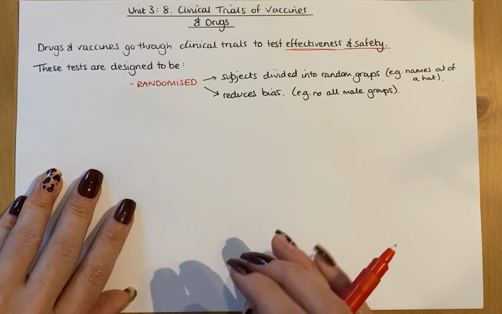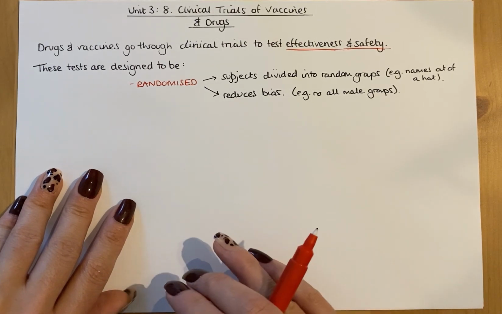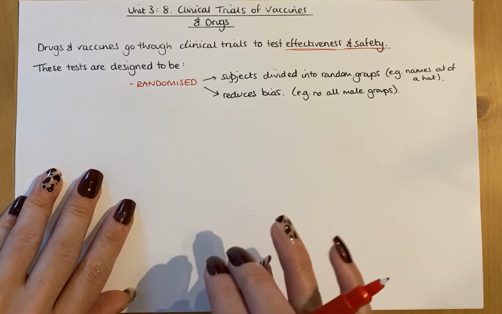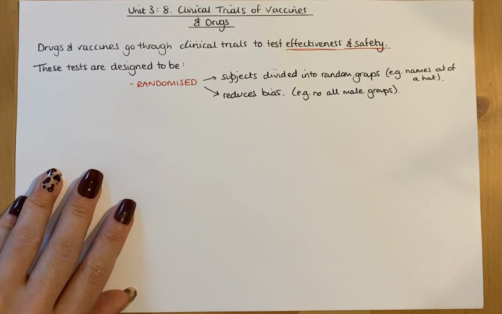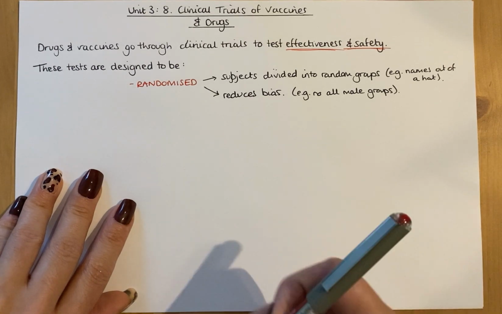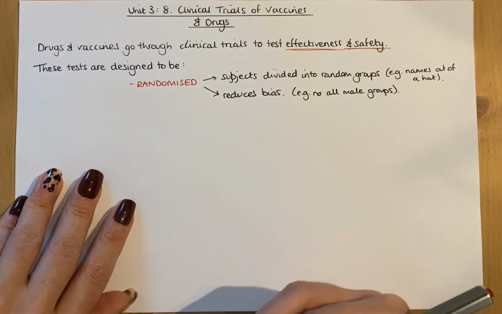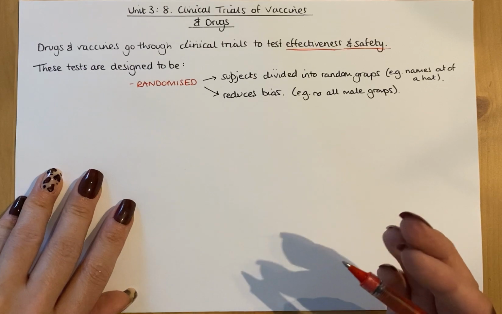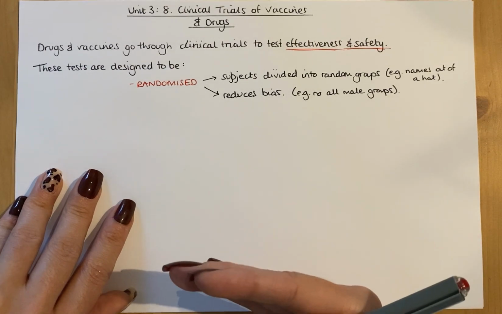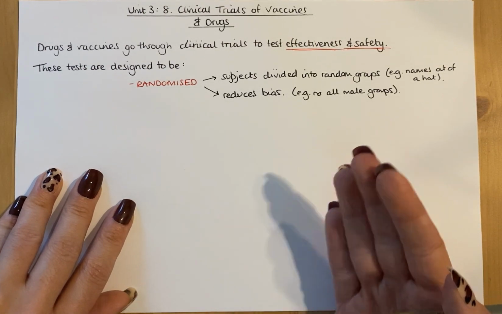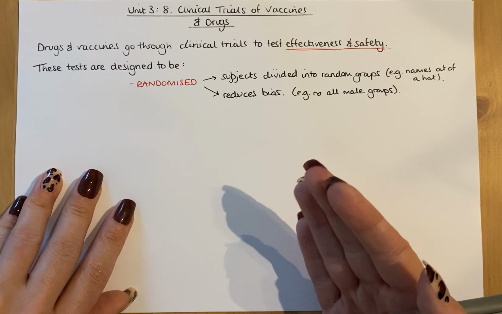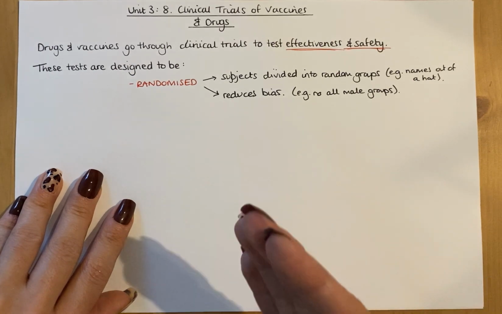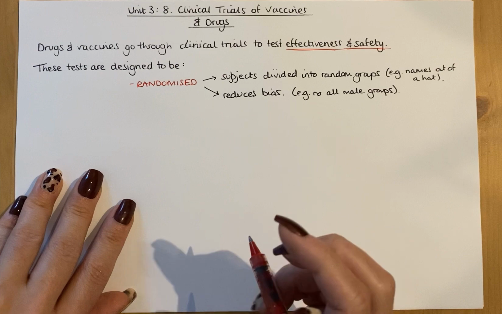Otherwise you might have more males or more females in a group, more older people in one group, more younger people in the other. Or more likely, if you know that someone's health is poorer, you might try to push them into the drug trial so that they maybe will have some benefit. Or if you know their health is poorer, you might not include them in that drug group because it might not be effective anyway. So you don't want to bias the way that you distribute the people in the groups.